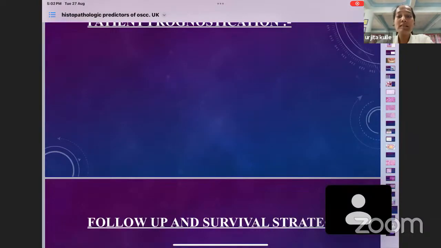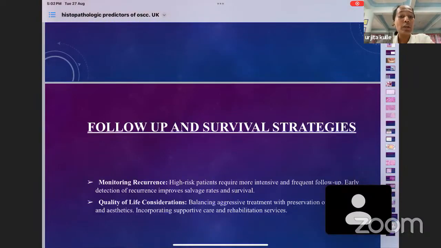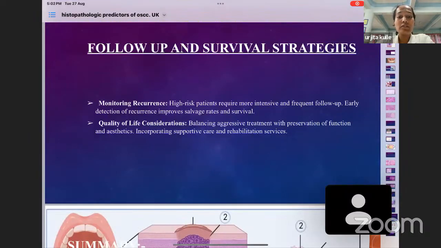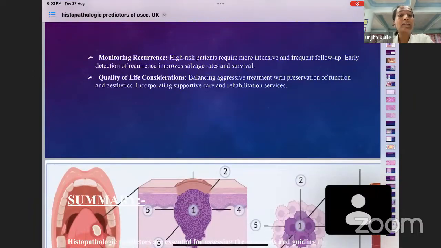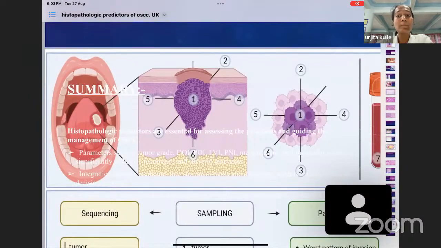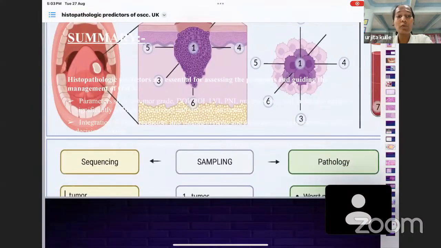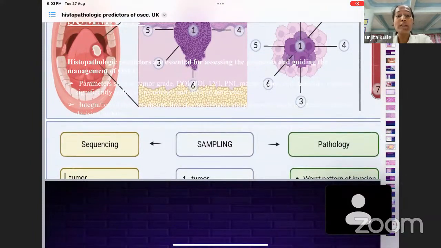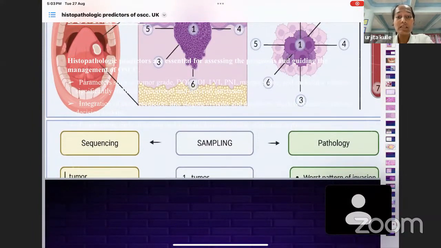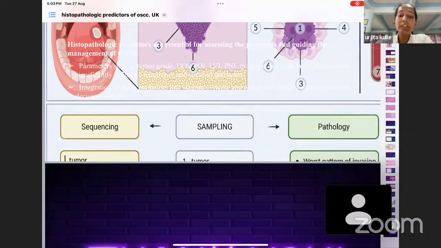Then we'll do follow-up and survival strategies. We will do monitoring of recurrence and quality of life considerations. Thereby, I summarize that histopathologic predictors are essential for assessing the prognosis and guiding the management of OSCC. And to enhance the chances of patient survival, close observance and mandatory follow-ups are necessary. Thank you.